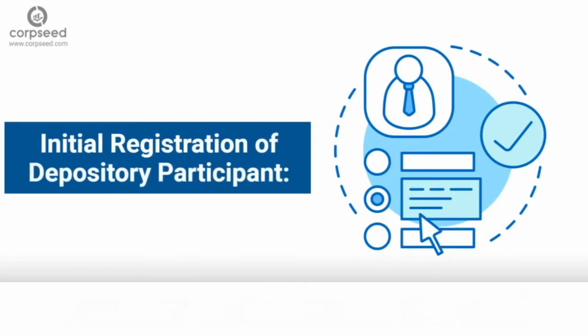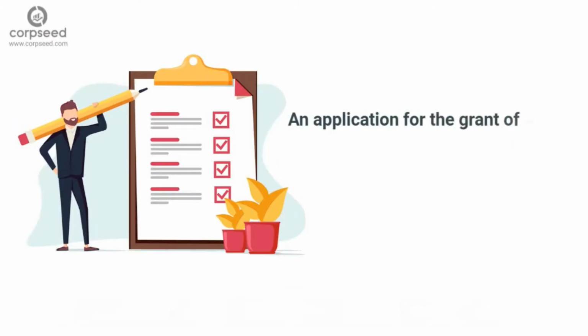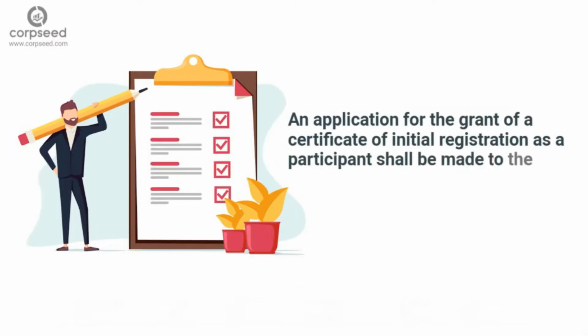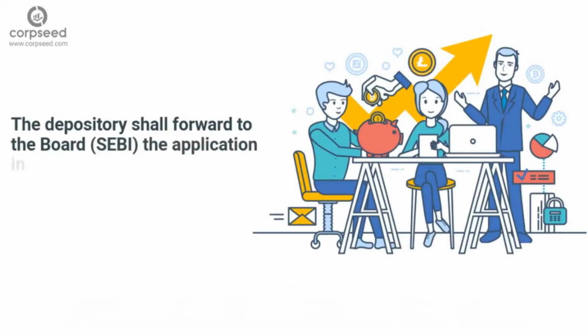Initial registration of depository participant. An application for the grant of a certificate of initial registration as a participant shall be made to the Board in the prescribed form through the depository in which the applicant proposes to act as a participant, and shall be accompanied by the fee specified. The depository shall forward to the Board, SEBI, the application in the prescribed form as early as possible, but not later than 30 days, along with its recommendations and certifying that the participant complies with the eligibility criteria, including adequate infrastructure as provided for in these regulations and the bylaws of the depository.